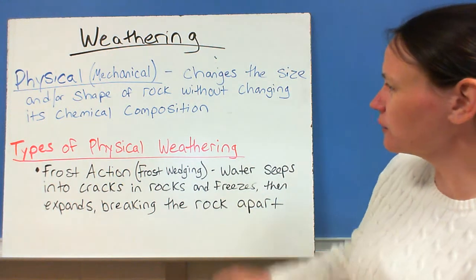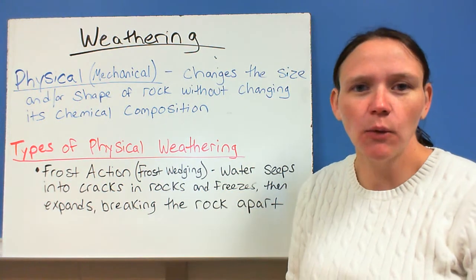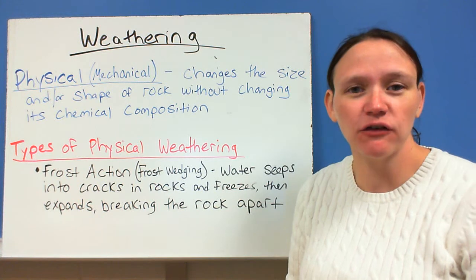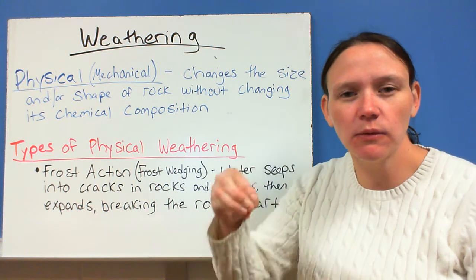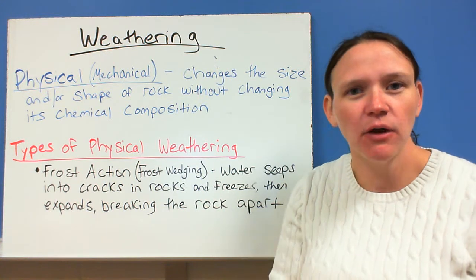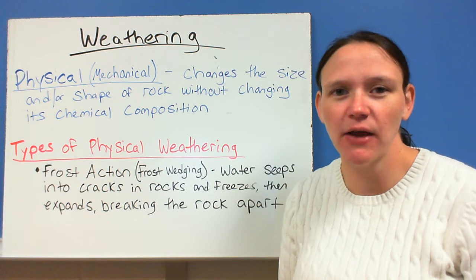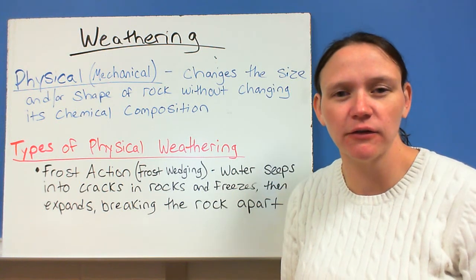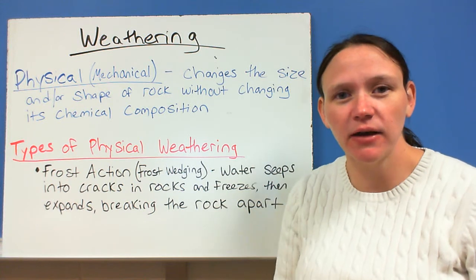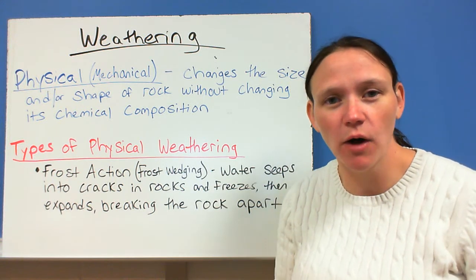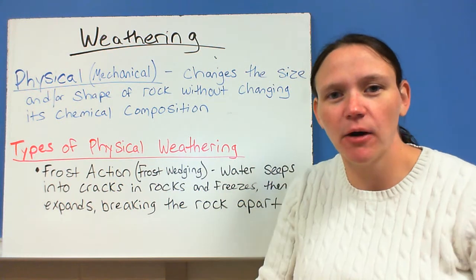So some different types of physical weathering, different ways that it can occur. One type is called frost action or frost wedging. And this happens because water will seep into cracks in the ground or in a rock or even in a sidewalk. If you're walking down a sidewalk, you'll notice there's a lot of cracks in the sidewalk around northern New York because the water gets in there, and when it freezes, water expands. And so as it's expanding, it actually breaks apart the rock.